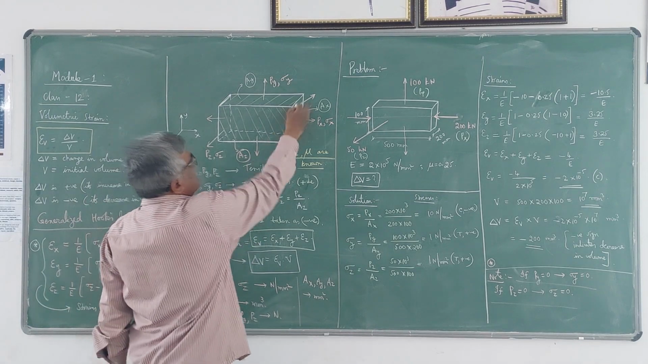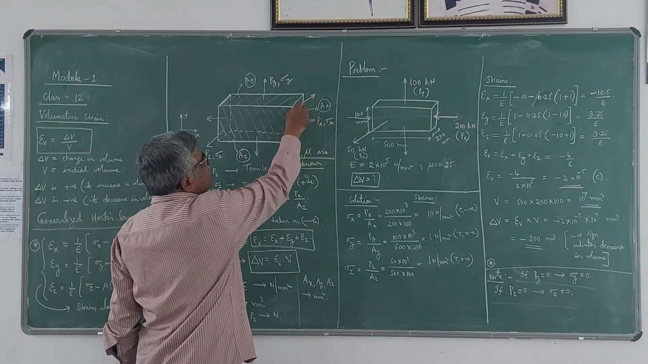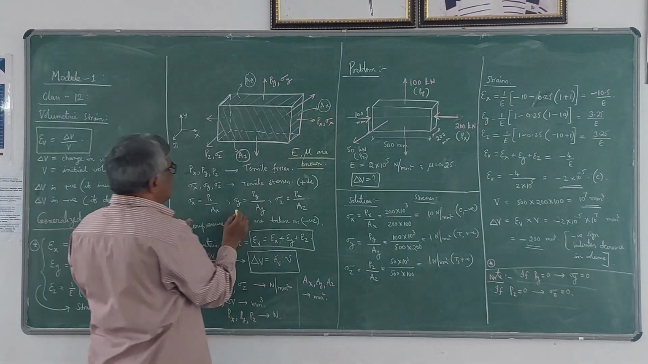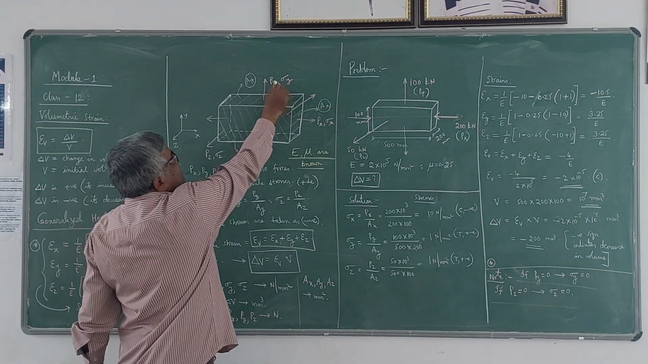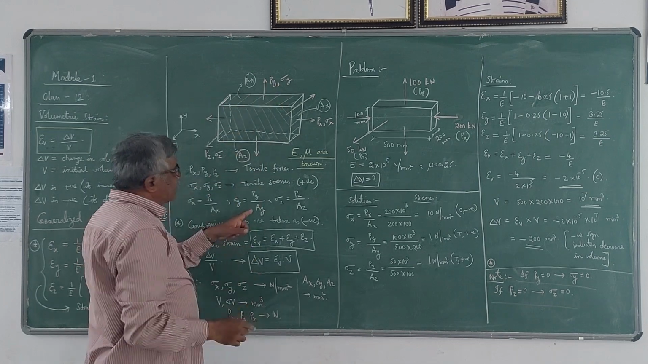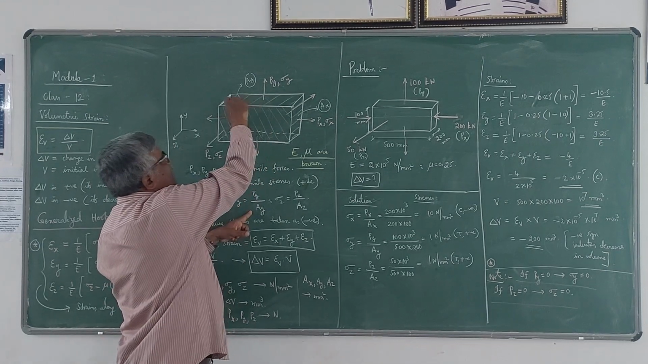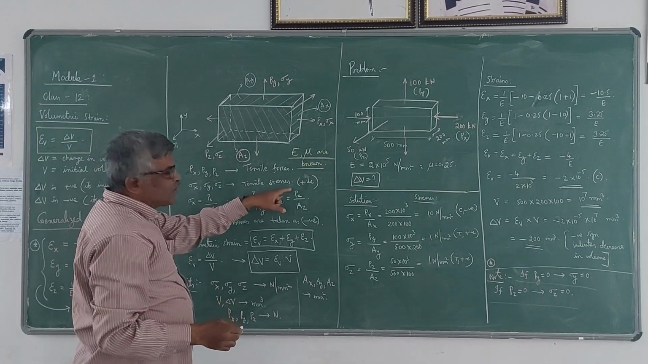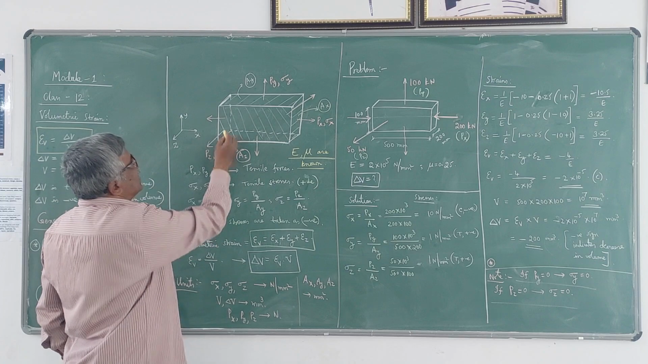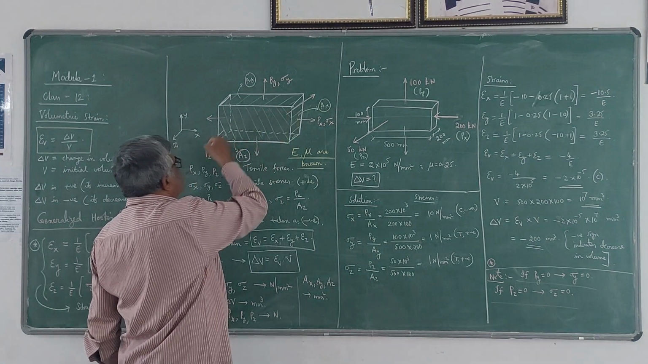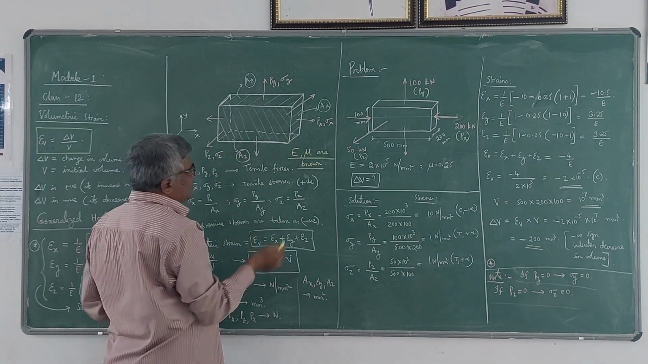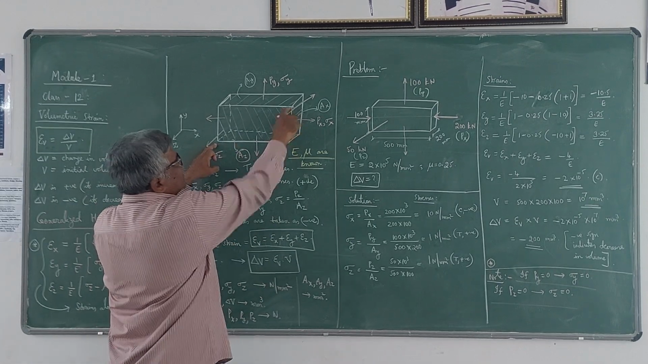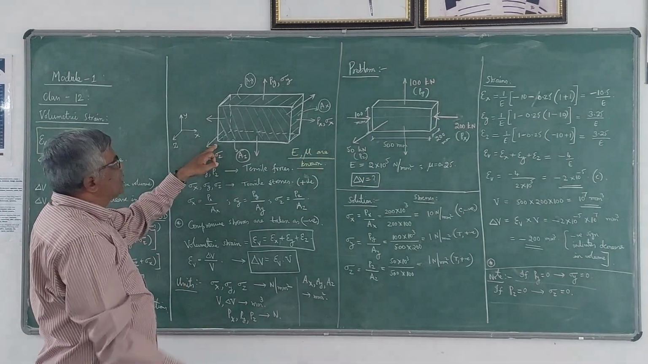That is this area, perpendicular to that force. So this area is Ax. Then sigma y is given by Py by Ay. Ay is the area perpendicular to this Py, that is this area. Then sigma z is Pz by Az. Az is the area perpendicular to this Pz, that means this into this. When I take up the problem, you will understand how to calculate those things.